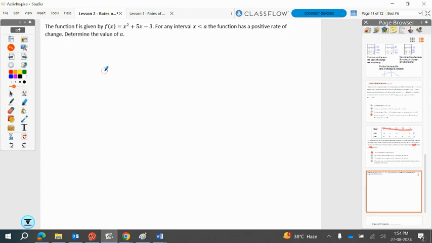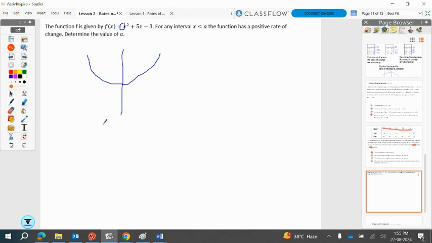The function f is given by x squared plus 5x minus 3. For any interval x is less than a, the function has a positive rate of change. Determine the value of a. So if we think about this quadratic function, we have a coefficient which is positive, which means we have a concave up function, a smiley face. We are going to have a minimum point here, at the line of symmetry.